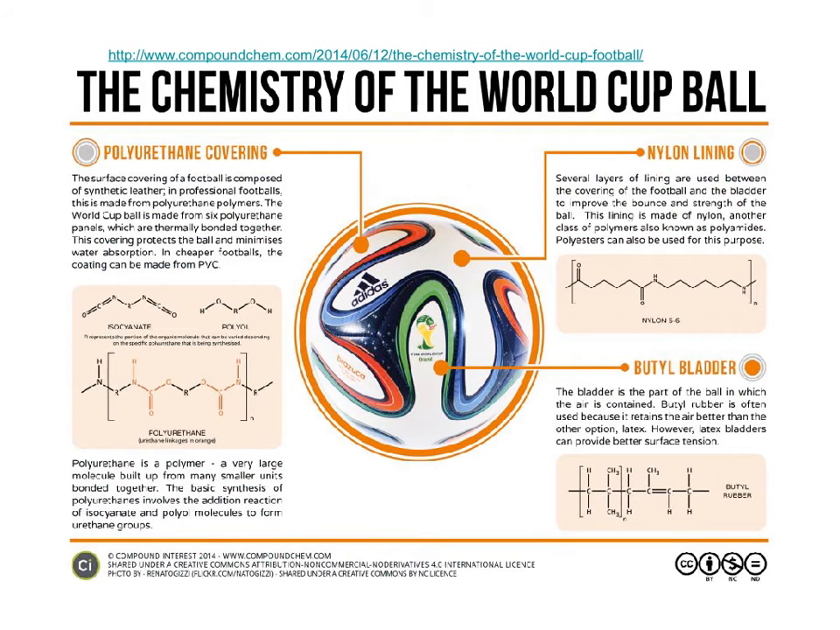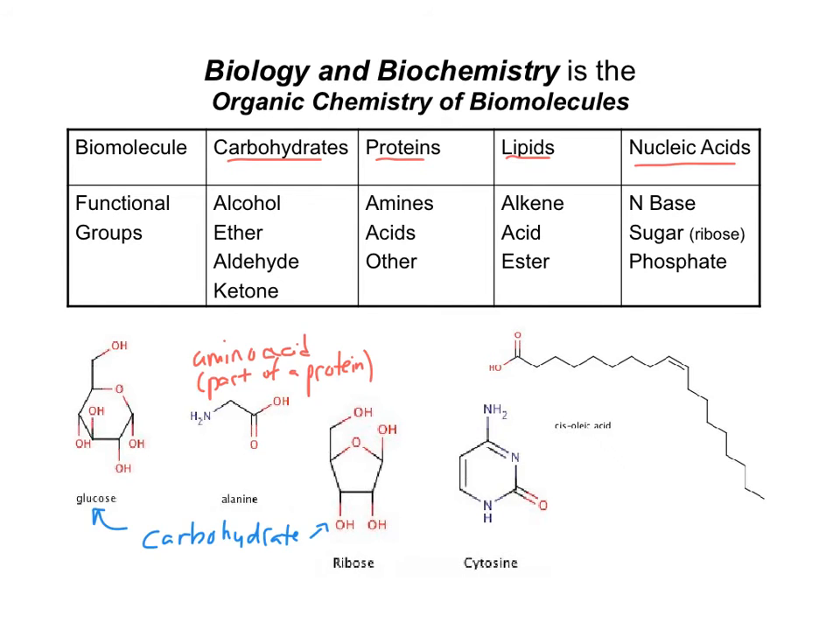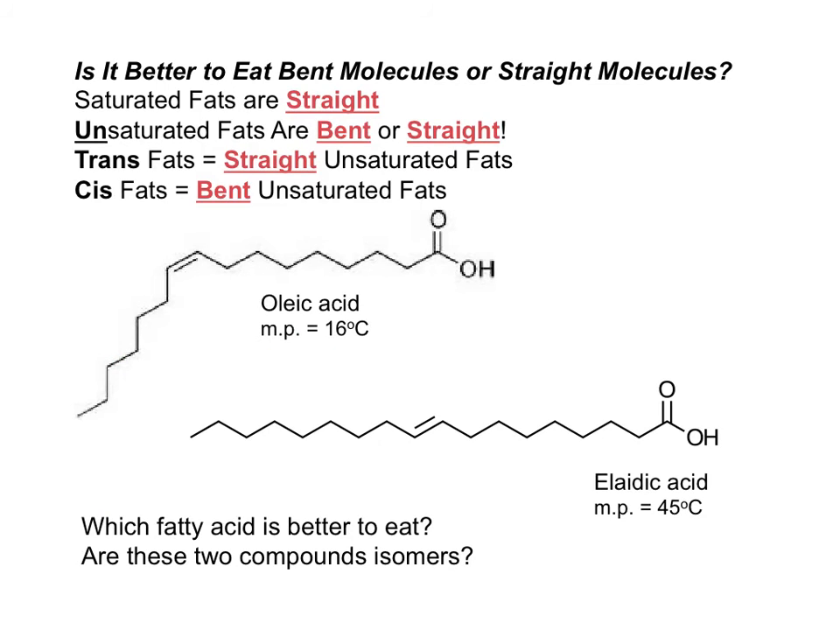For you football and soccer fans, there's a lot of chemistry involved in a soccer ball. These chemicals are polymers just like plastics. Organic chemistry is at the heart of biology and biochemistry. This table shows the 4 different types of biomolecules and the functional groups in each type. Nucleic acids contain a nitrogen base, a sugar, and a phosphate group. Here are a few biomolecules. Is it better to eat bent molecules or straight molecules?